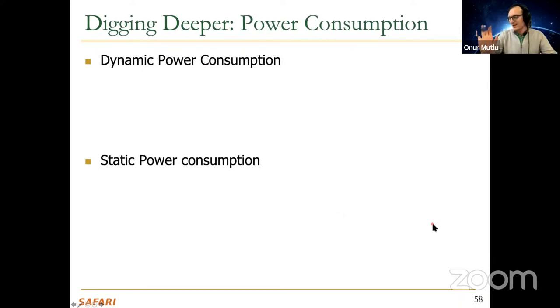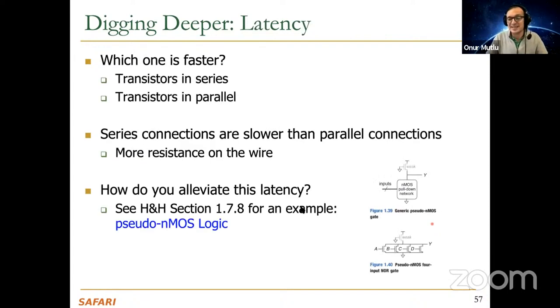Okay, anyway, if you didn't understand that, don't worry. That requires some deeper knowledge of how things work. The key thing here is transistors in series are slow, but people are trying to develop methods to eliminate those series connections. And also, it turns out the NMOS transistors are slightly faster than the PMOS transistors, as 1.7.8 mentions.